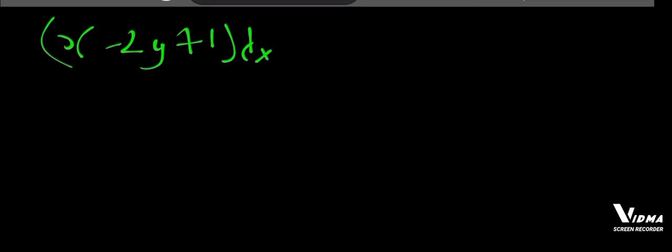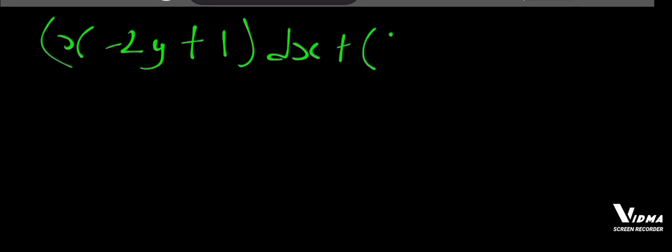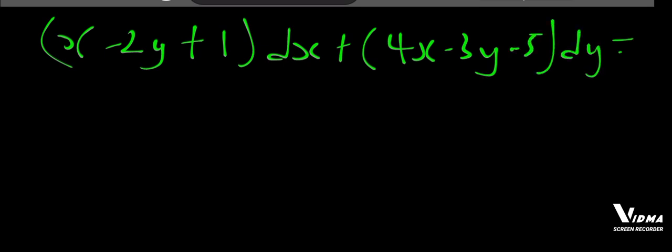So we have (x minus 2y plus 1) dx. Let me write it well. (x minus 2y plus 1) dx plus (4x minus 3y minus 5) dy equal to 0. So we have to check whether a1 over a2.